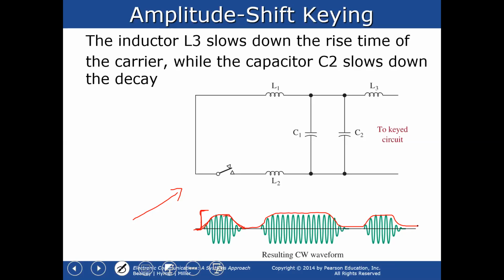So in this circuit, the filter works in the way that your inductor will slow down the rise time. So this is your rise time. Instead of having an instant rise time that is very small, close to zero, I'm going to slow it down a little bit using the inductor L3. And the capacitor C2 will slow down your decay, so instead of going sharply from maximum to minimum, it's going to slow down.